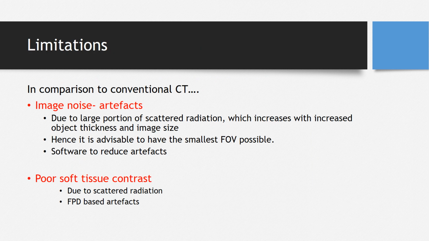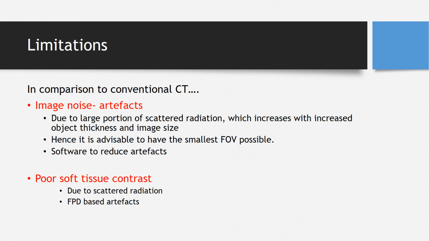Now, CBCT also comes with its set of limitations. In comparison to conventional CT scan, there are artifacts, which is called image noise, due to a large portion of scattered radiation, which increases with increased object thickness and image size. So, smaller FOVs, more resolution; larger the FOVs, the more chances of scatter. Hence, it is advisable, like I told you, to always use the smallest FOV possible.